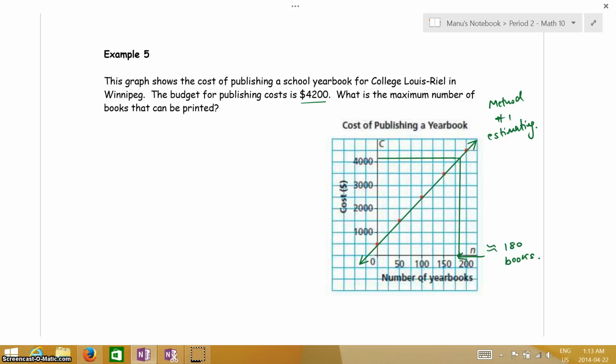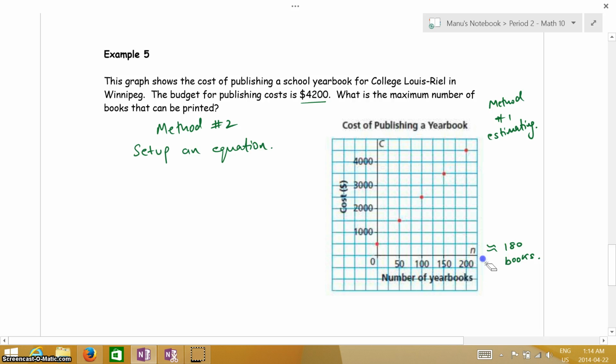So our method number two is going to be a more precise mathematical algebraic way of doing this. So method number two, and we're going to call this method set up an equation. Alright, to set up our equation, here's what we're going to do. I'm actually going to go ahead and erase this now because I don't need that anymore.